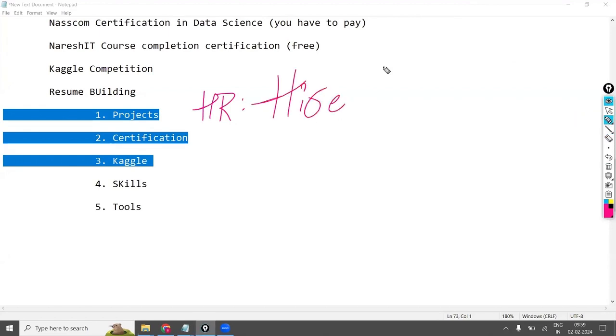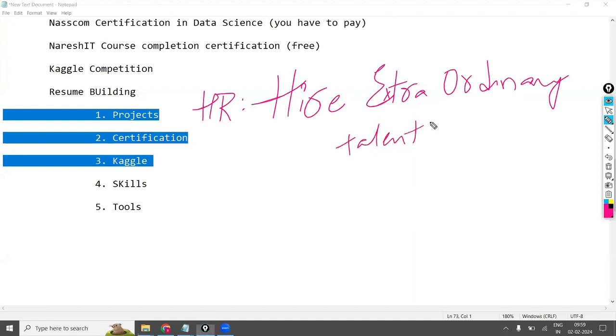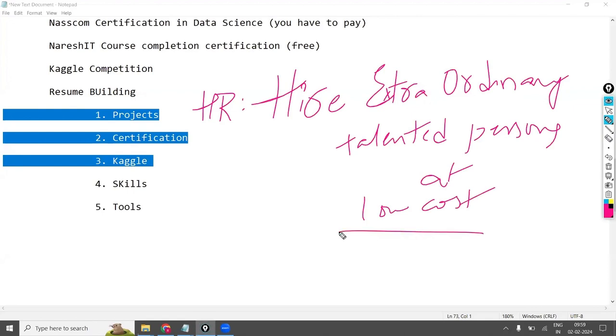extraordinary, talented persons, yet at low cost. That is the work of the HR. This point is also important. They'll always do the negotiation with respect to low cost only. Because if the HR hires at low cost, that will directly impact the HR.